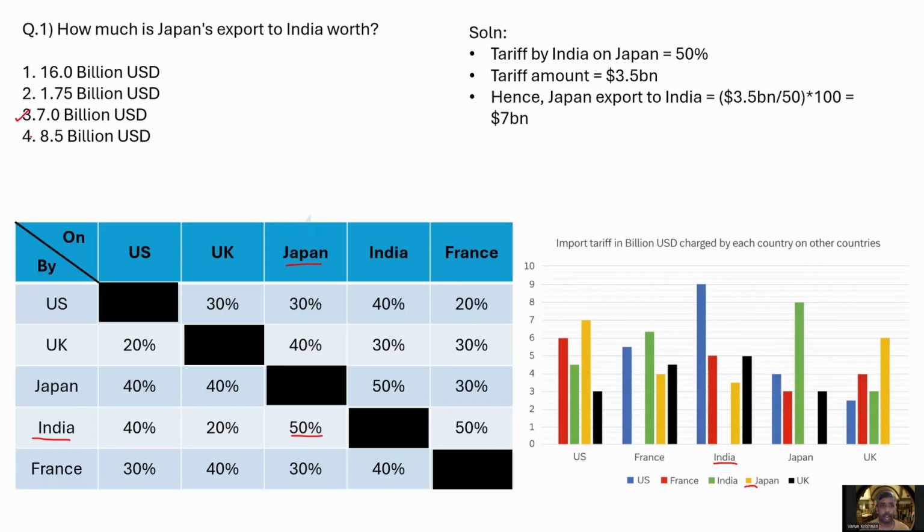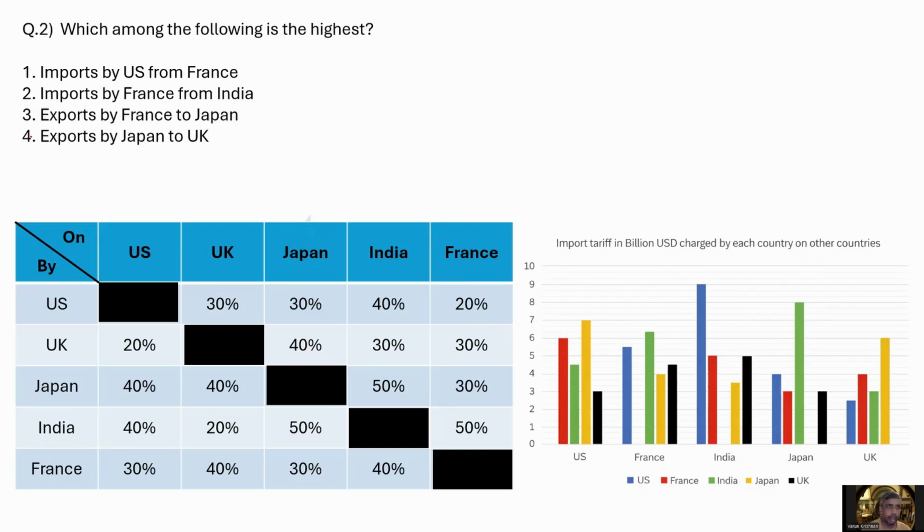Simple, straightforward calculation. Similarly, next, question number 2: which among the following is the highest? Imports by US from France, imports by France from India, exports by France to Japan, exports by Japan to UK. This is wordplay. We need to be very careful about who is importing and who is exporting. So let's start with the first option, imports by US from France.